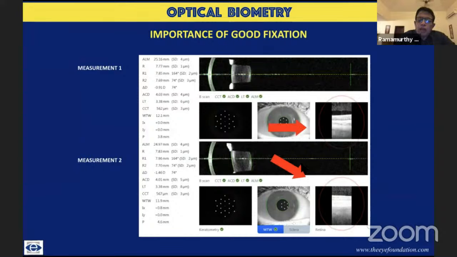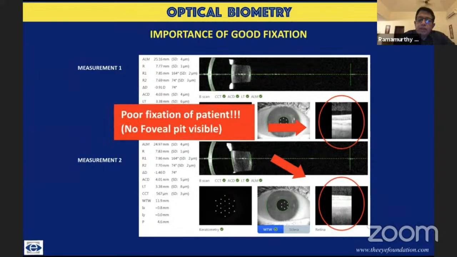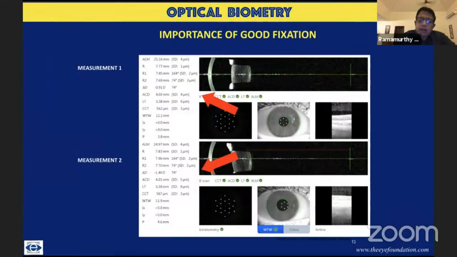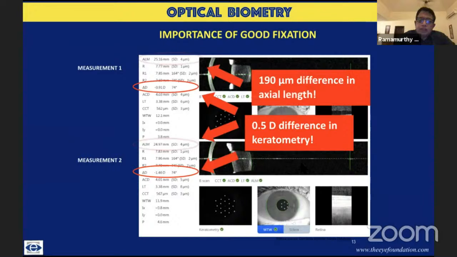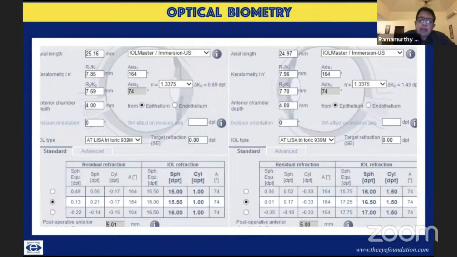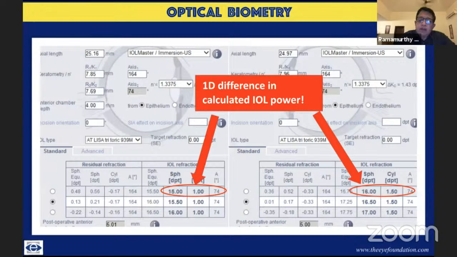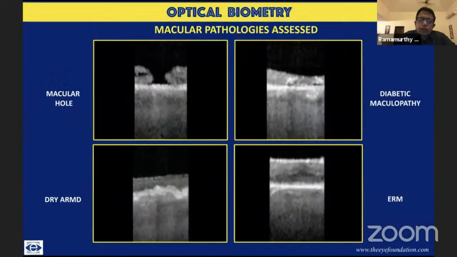When it's not so, as you can see in this case, you do not see the foveal impression. It's poor fixation of the patient, which can be detected by the examiner. And you see that there's almost a 0.5 diopter of difference in the keratometry and 190 micron difference in the axial length. And obviously, it translates to an error of almost a diopter as far as the spherical power is concerned, and again about 0.5 diopters as far as the cylindrical error is concerned. So because we are able to objectively verify whether the fixation is on the fovea, it ensures that the intraocular lens power calculation is quite accurate.